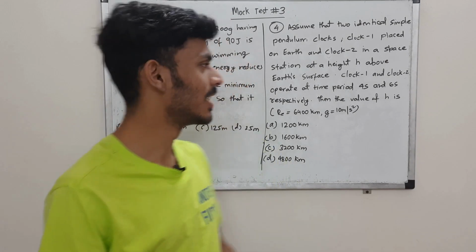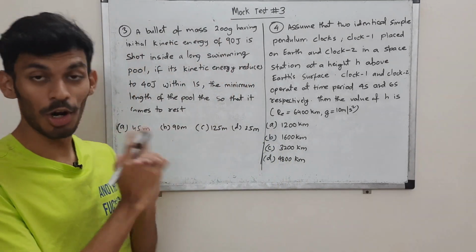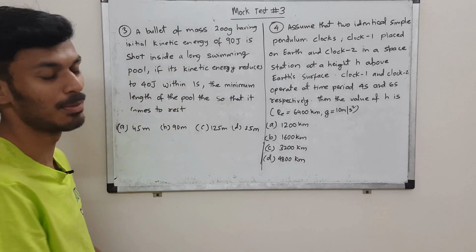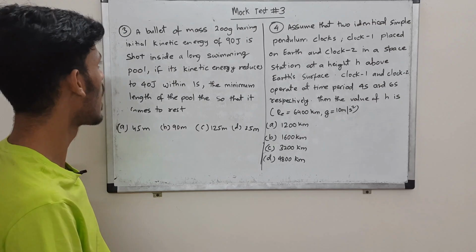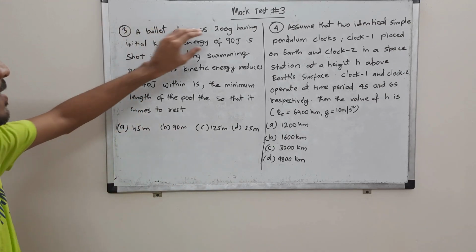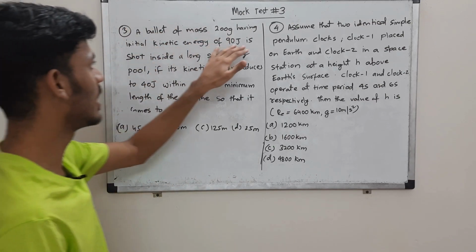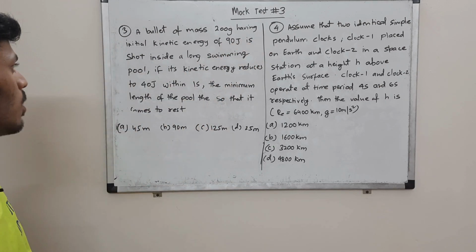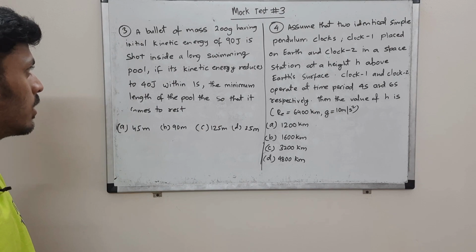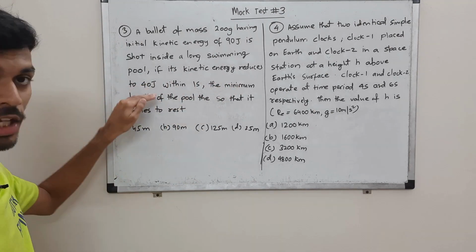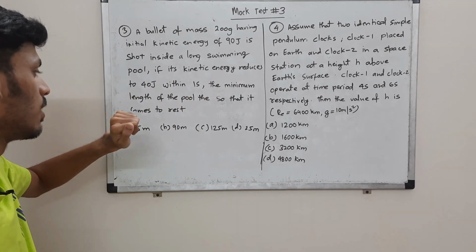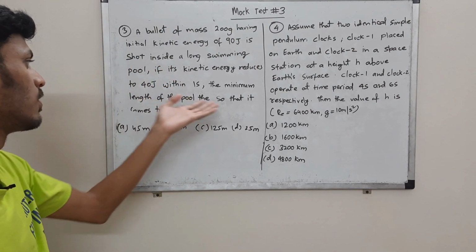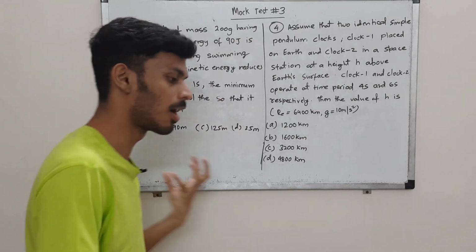Question 3 and 4 over here. In question 3, we are going to shoot a bullet. Nobody was hurt during the making of this question, except the JEE aspirant who is answering this, of course. Anyways, the bullet has a mass of 200 grams and initial kinetic energy of 90 joules. It's shot inside a long swimming pool, and the kinetic energy reduces to 40 joules within 1 second inside the pool due to the force on it. You are supposed to tell the minimum length of the pool for it to come to rest.